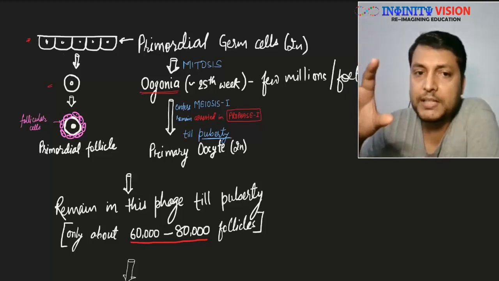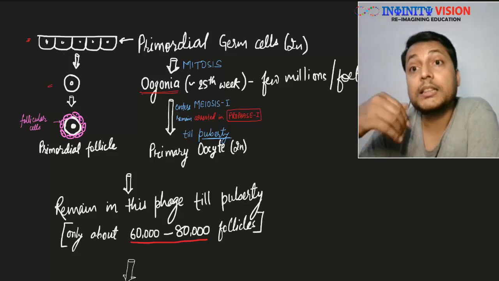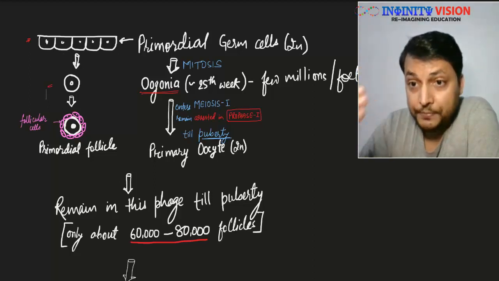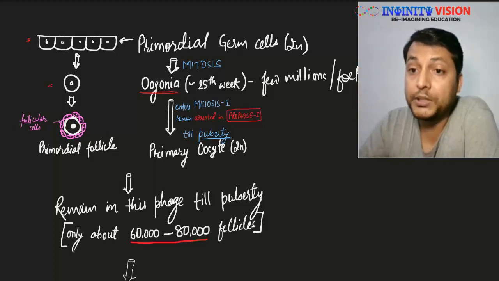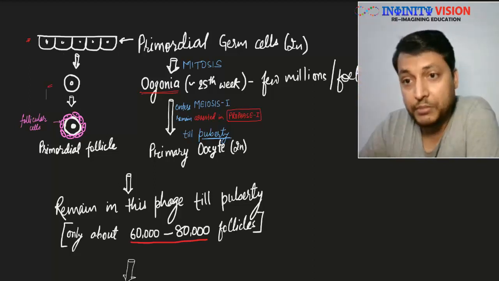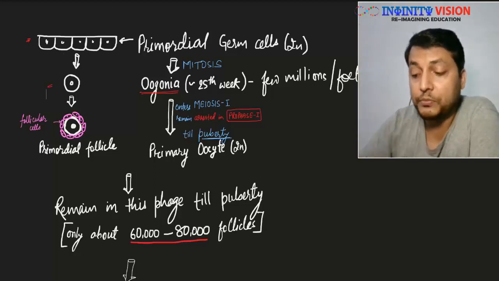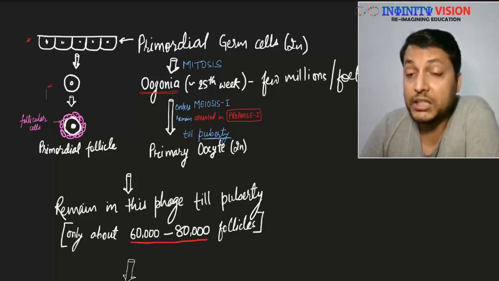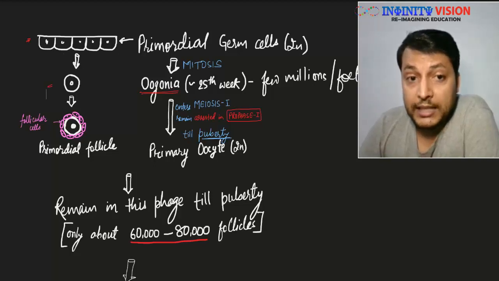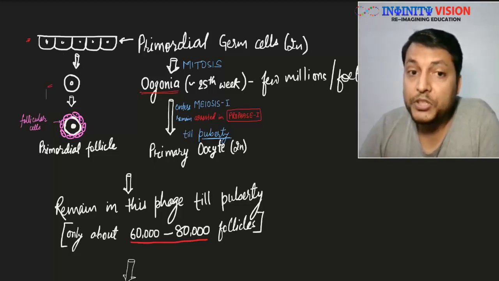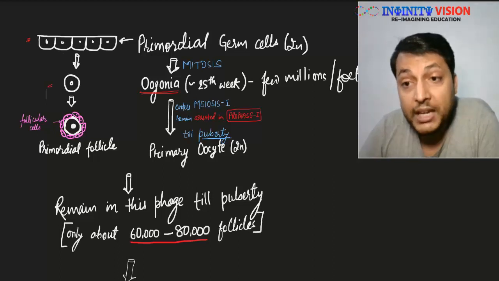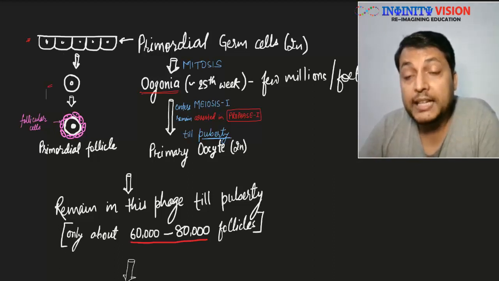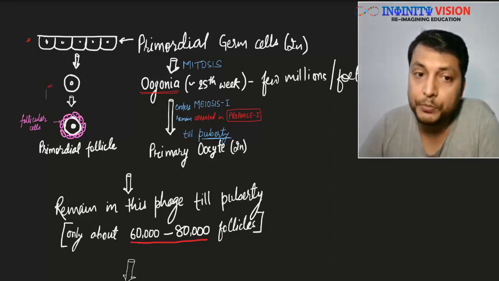So they remain arrested in meiosis 1 till the female attains her puberty. Okay, so she will take birth and she will grow up to the age of like 12 to 14 years, and at the age of 12 to 14 years she will attain her puberty. So what I'm saying is, these cells which are now arrested in prophase 1 of meiosis 1 will remain in this stage for the next 10 to 12 years or maybe 14 years, depending on the age of puberty.